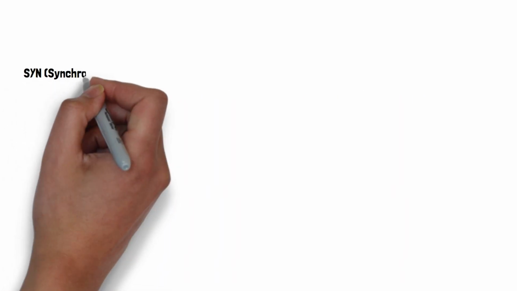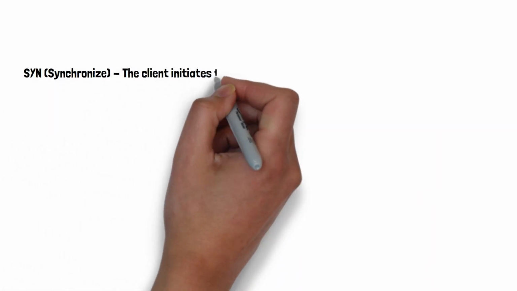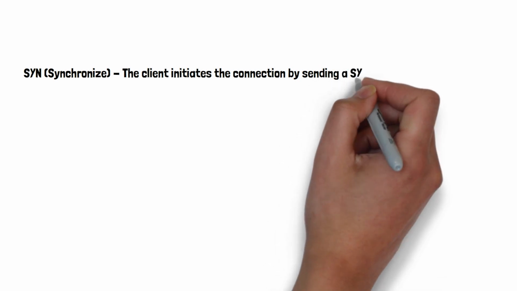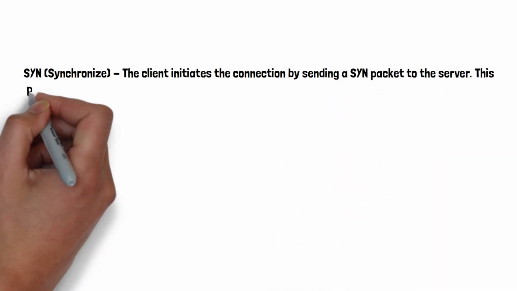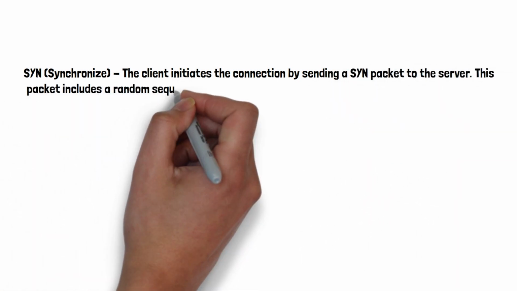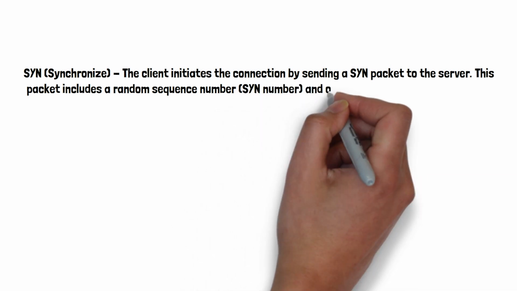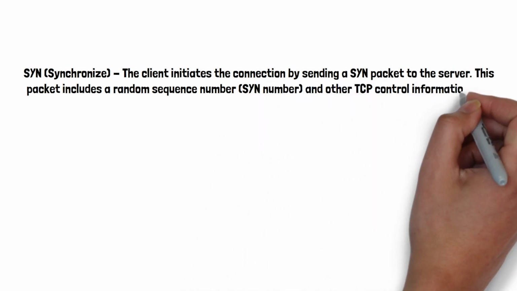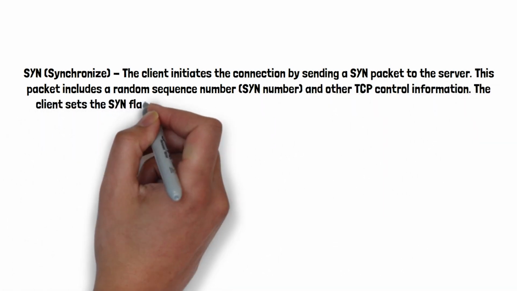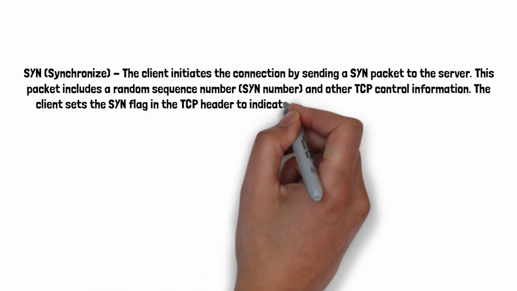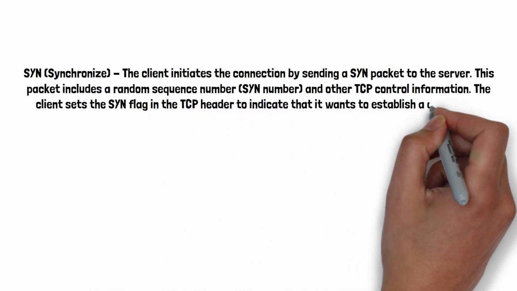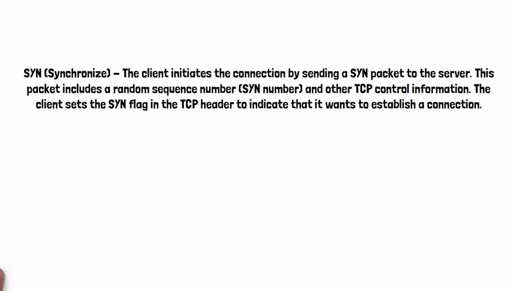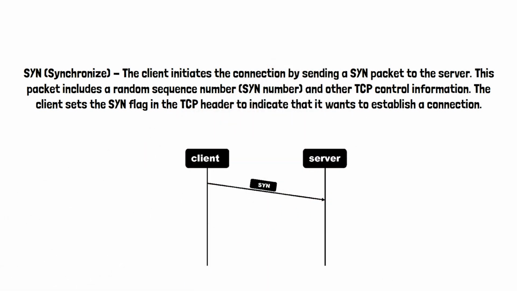1. SYN, synchronize. The client initiates the connection by sending a SYN packet to the server. This packet includes a random sequence number, SYN number, and other TCP control information. The client sets the SYN flag in the TCP header to indicate that it wants to establish a connection.